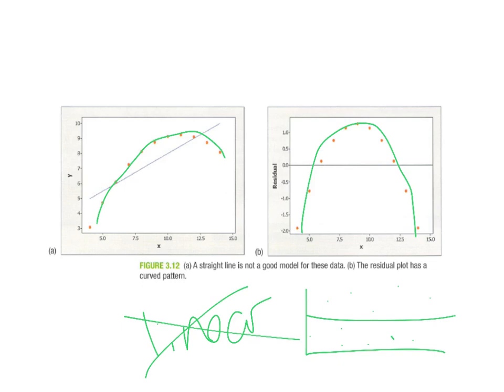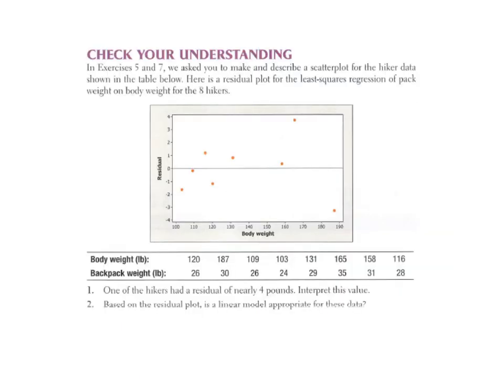So let's do one last example and then we'll be done for tonight. Okay, so look at what we've got going on here. So this is a residual plot for the least squares regression of pack weight on body weight for 8 hikers. So here's my residuals plotted on my X, so my body weight. So basically I'm trying to use body weight to predict the weight of the backpack that the hiker would be carrying. So the first question, one of the hikers had a residual of nearly 4 pounds.